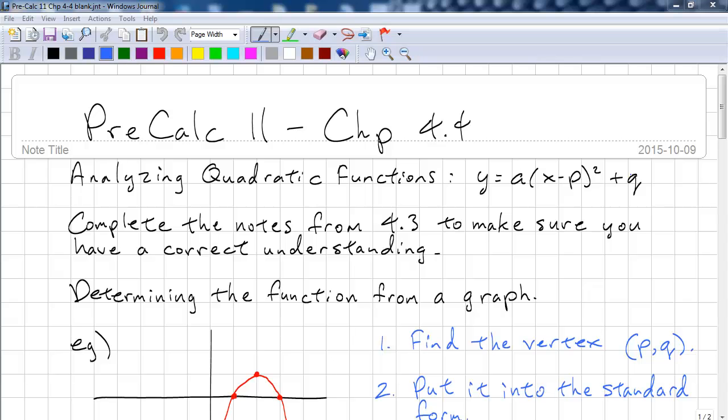This is PreCalc 11, Chapter 4.4. We're going to look at analyzing quadratic functions in standard form. You should complete the notes from 4.3 to make sure you have a correct understanding before proceeding.